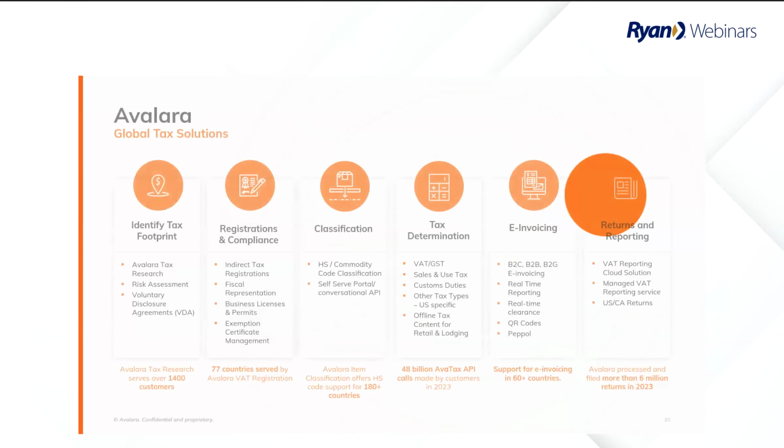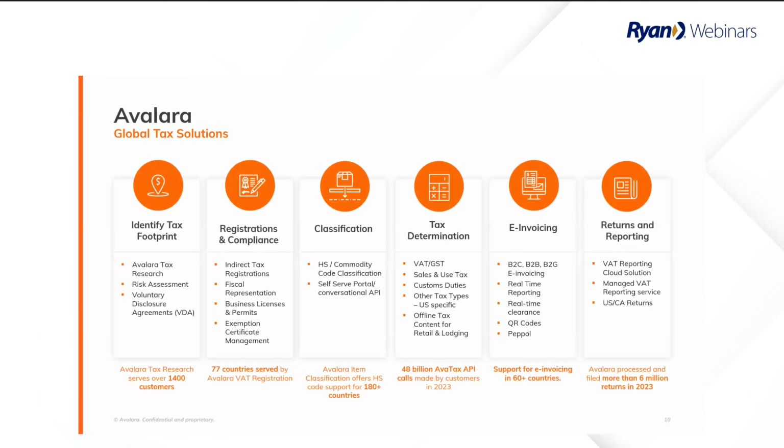Now, as I've mentioned already, Avalara has a wide range of products to support the entire indirect tax cycle, from identifying tax footprints, going through your registrations, doing your actual tax determination, whether that's your sales and use tax, VAT, customs duties, etc. Our focus today is going to be on e-invoicing, but there is also the returns and reporting piece as well, which, as we talk about a little bit, is actually becoming more and more involved in the e-invoicing cycle.